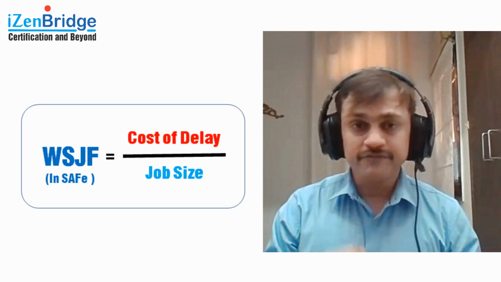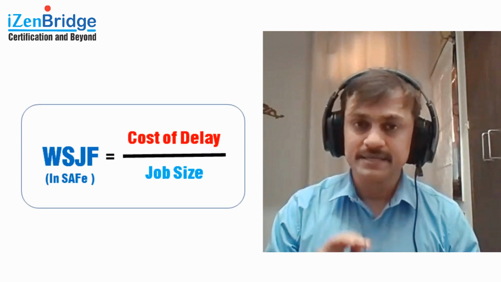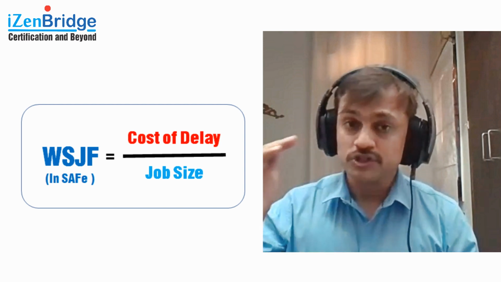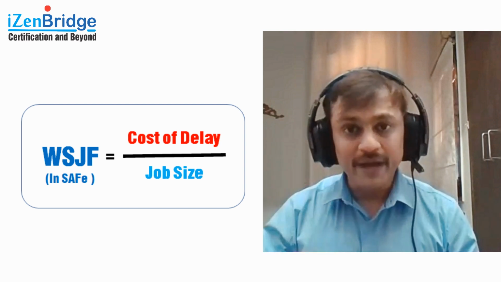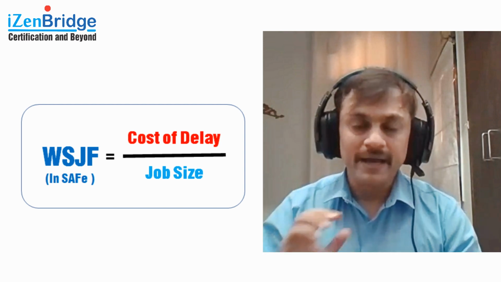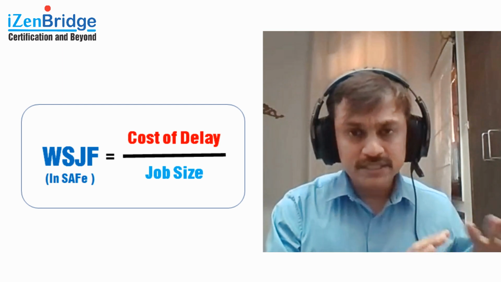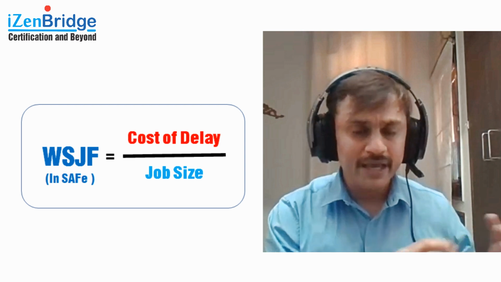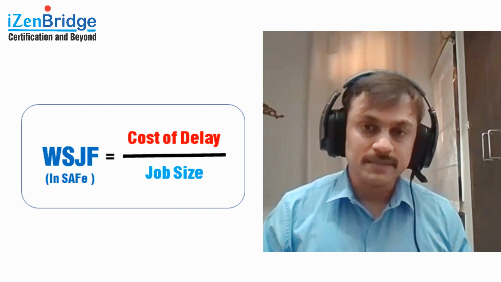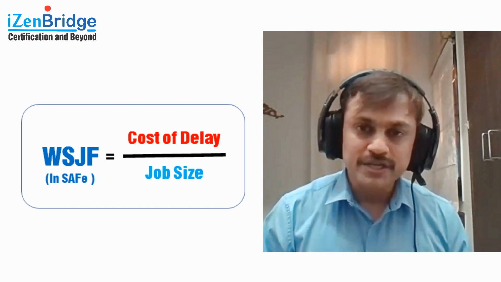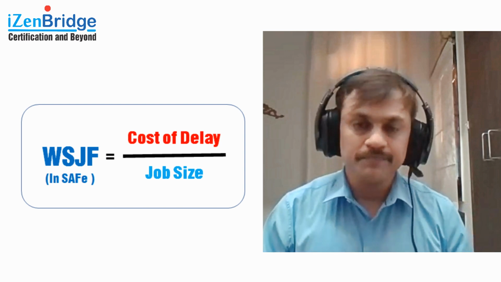In SAFe, the WSJF is calculated by estimating the cost of delay and dividing that estimated cost of delay by the estimated job size. We'll talk about the SAFe way of looking at cost of delay and WSJF in a while. First, let's understand these things in generic terms.